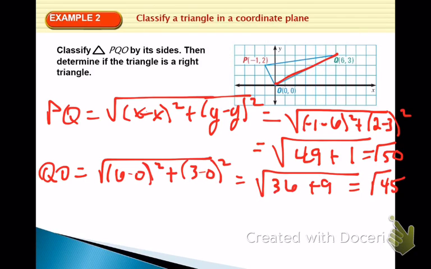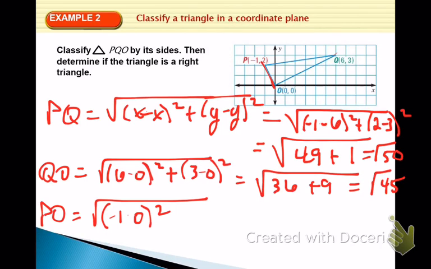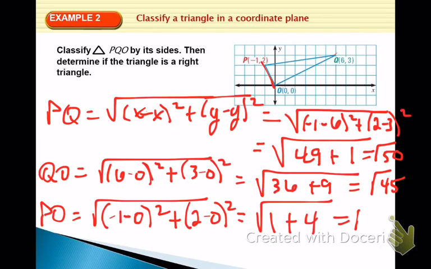And then we got to do the same thing for PO. Subtract the x's. The x's are negative 1 and 0. Subtract the y's. The y's are 2 and 0. Negative 1 minus 0 is negative 1. Negative 1 squared is 1. 2 minus 0 is 2. 2 squared is 4. So we get the square root of 5.